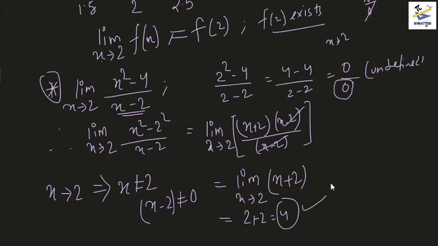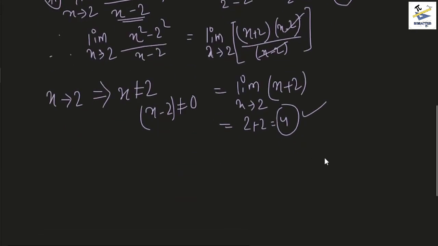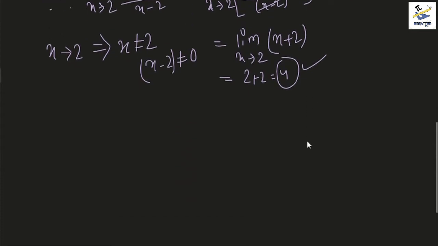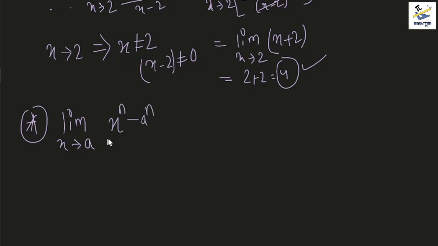So this is a common way to find out limits. And now let us introduce some of the more basic limits that we shall be encountering. Firstly, a note in this regard: if you have limit x tends to a, where a is a real number, of x to the power n minus a to the power n by x minus a, limits of this form have a general answer, and it is n into a to the power n minus 1.